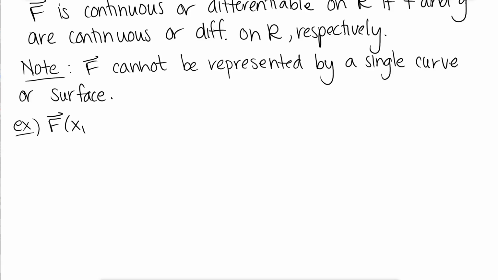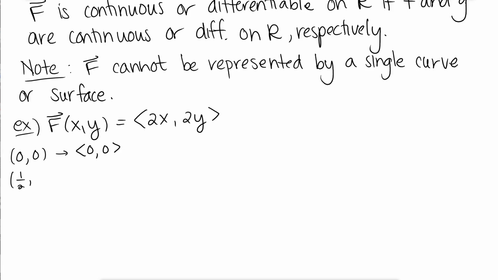So let's say that F of x, y is given by 2x, 2y. Basically, what we want to look at is what is happening to this for some x and y value. So for 0, 0, obviously what am I going to have at 0, 0? I'm going to have the vector 0, 0, which isn't super exciting. Let's look at the point 1 half, 1 half. What would I have? I would have the vector 1, 1. But remember, that's 1, 1, and it's going to be starting at the point 1 half, 1 half.